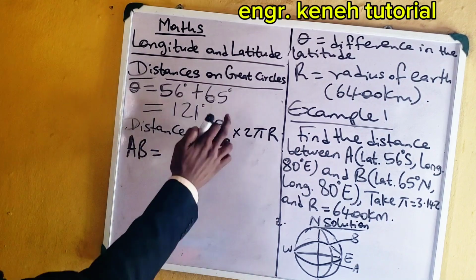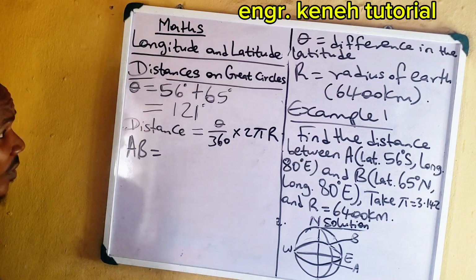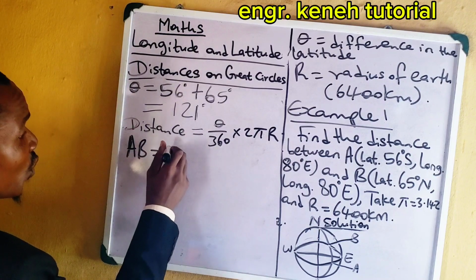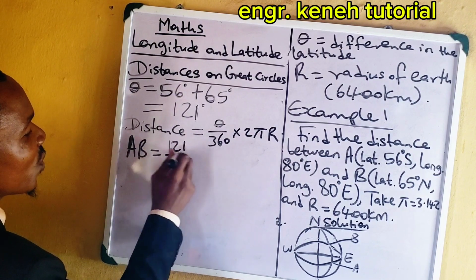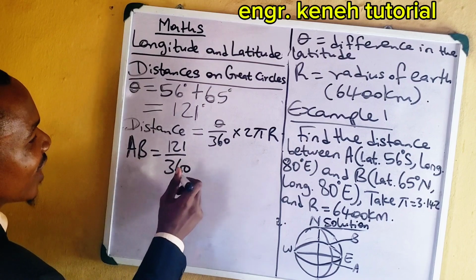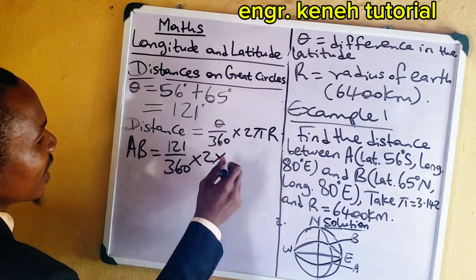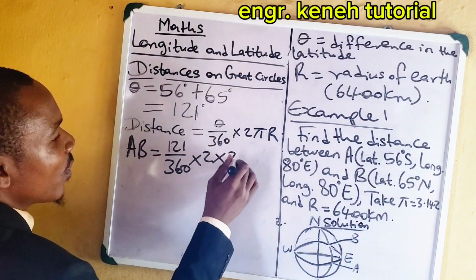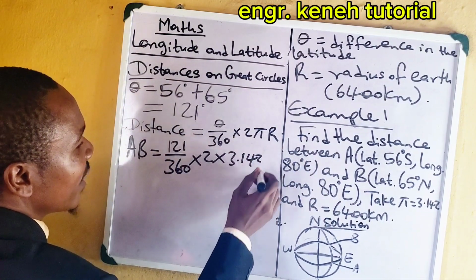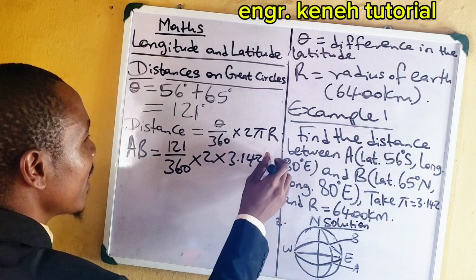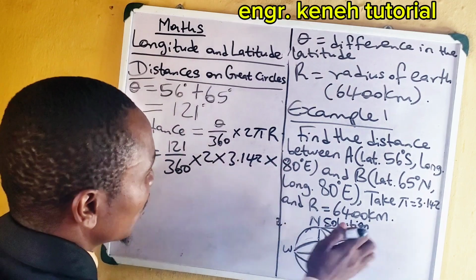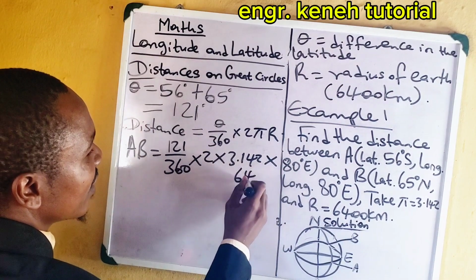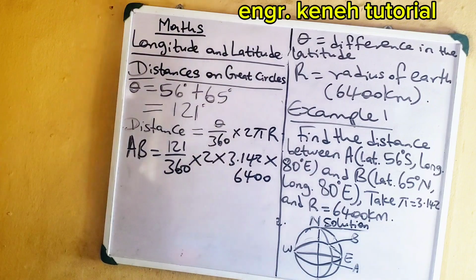All right, now we have found this difference in latitude, which is 121. We have it over 360, times 2, like this. They gave us pi. They said we should take it to be 3.142. Can you see that? All right, so we have again times. They gave us r to be 6,400 kilometers. Can you see that?